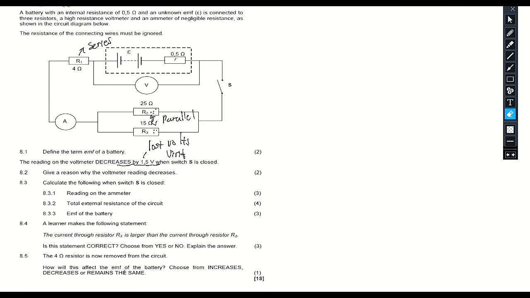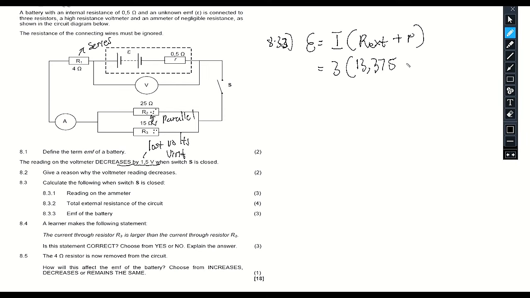8.3.3. Right, it says calculate the EMF of the battery. Now to calculate the EMF of the battery, we know the formula that goes E is equals to I and then R external plus the R internal. Now we've already calculated the current, it's 3. Then the R external, we just calculated it from the previous question. That was 13.375, and then the R internal we are given here, indicated by the small letter r, which is 0.5.